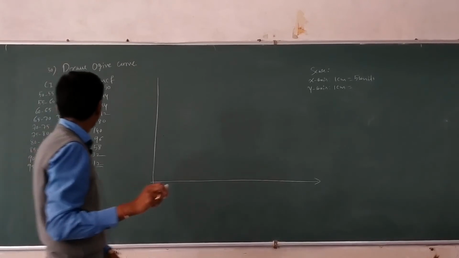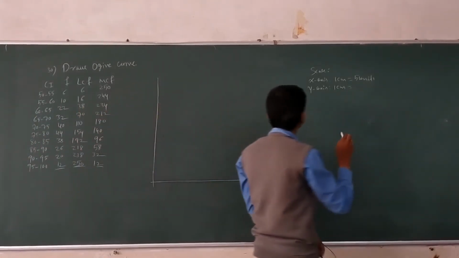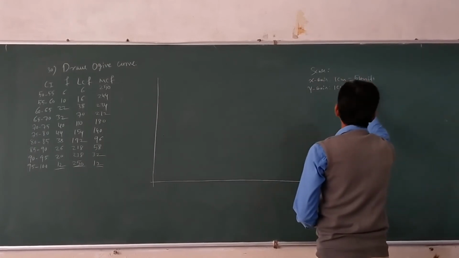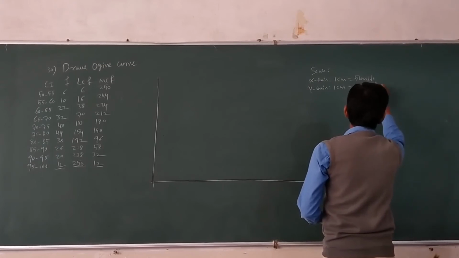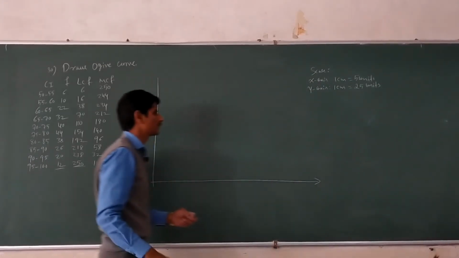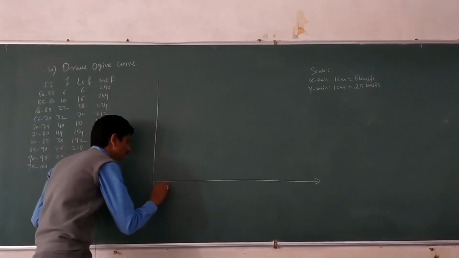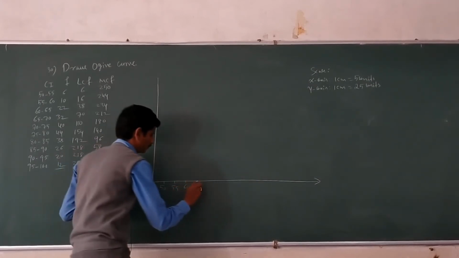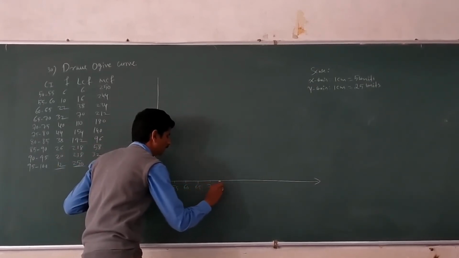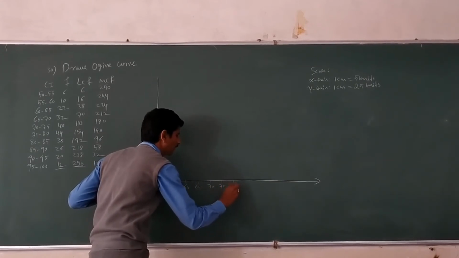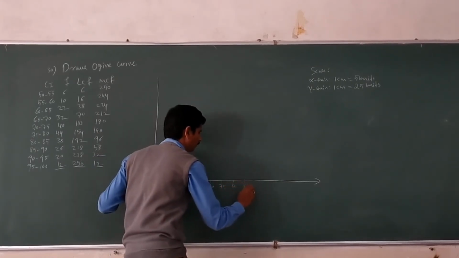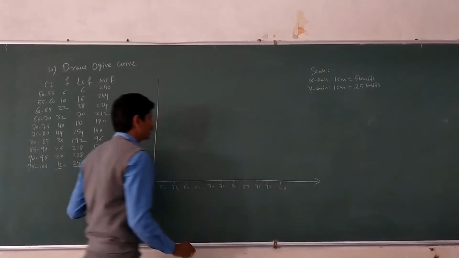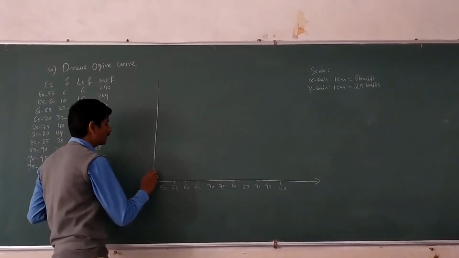Take 25 units on the y-axis, so the y-axis 1 cm equals 25. Here the class numbers on the x-axis are 50, 55, 60, 65, 70, 75, 80, 85, 90, 95 and 100. The next, y-axis 1 cm to 25.